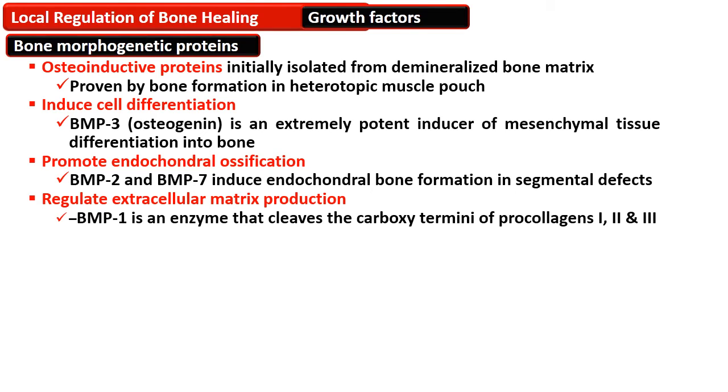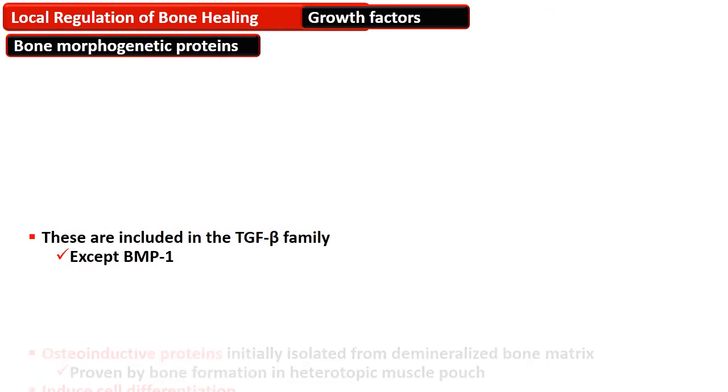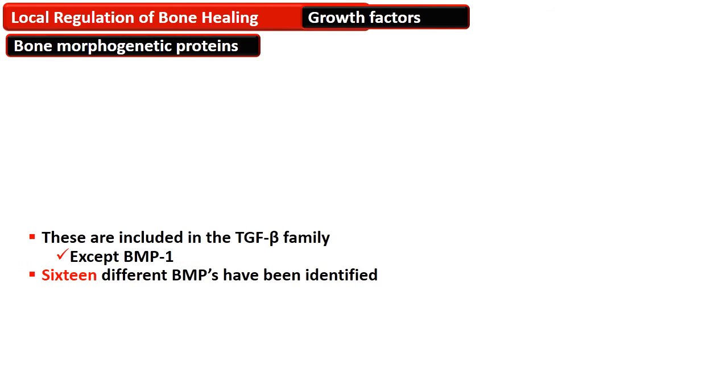BMP2 and BMP7 induce endochondral bone formation, and BMP1 is the enzyme that cleaves the carboxy terminal of procollagen 1, 2 and 3, hence regulating extracellular matrix production. These bone morphogenetic proteins are members of the transforming growth factor family, except BMP1. About 16 bone morphogenetic proteins have been identified.